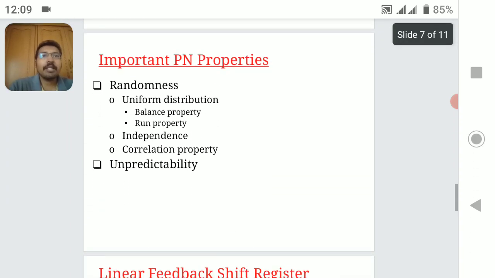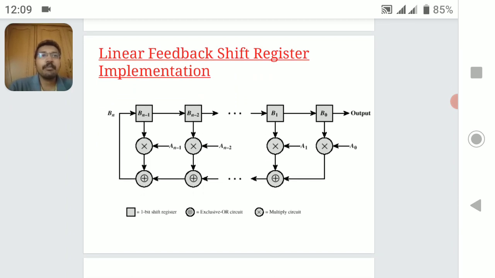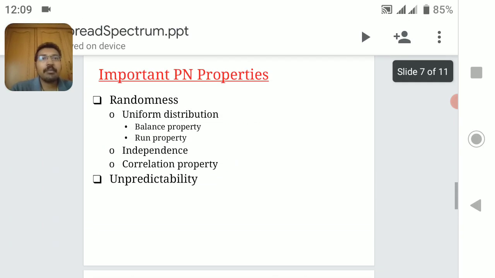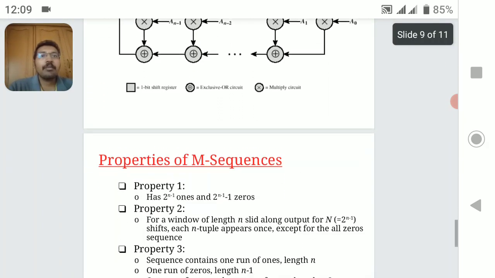These are the important properties of PN sequence: balance property, run property and correlation property. Suppose we have generated a sequence using a linear feedback shift register, and we want to test whether the output of the linear feedback shift register is a PN sequence or not. How are we going to check? Using these three properties: balance property, run property and autocorrelation property. Let us see them one by one.